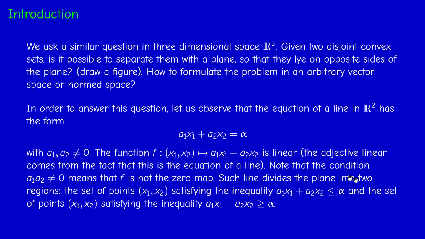Okay, and such a line divides the plane into two regions or two half planes. The set of points of coordinates x1, x2 such that f of x1, x2 is less or equal than alpha, and the other part, bigger or equal than alpha. So this is what we call half planes in this case. This is actually a good starting point.